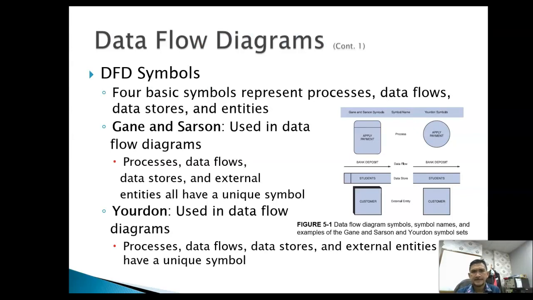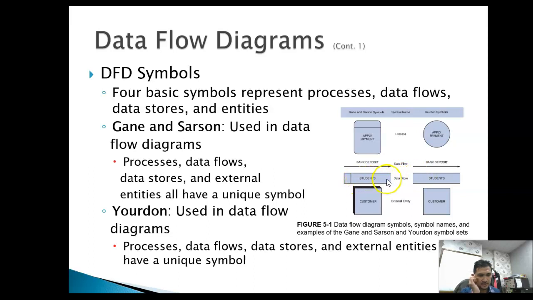There are four basic symbols that we use frequently, and two types of diagram. The first one is the Gane and Sarson symbol, and the other is Yourdon. You can use either one, but you have to make sure you use it consistently. This is the Gane and Sarson symbol for process, and this one is Yourdon. If you use the circle, it is the process. A straight line is the data flow.